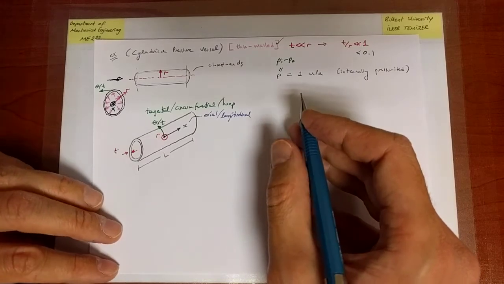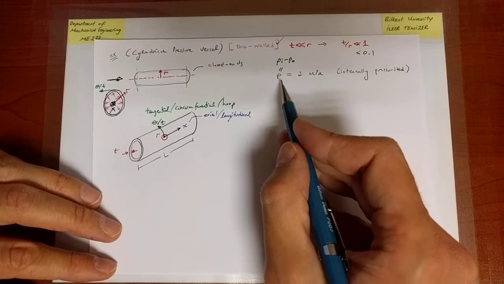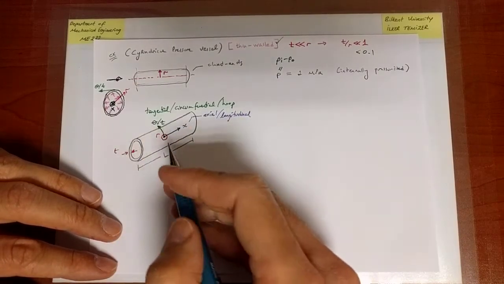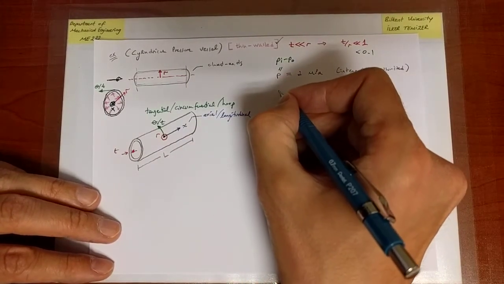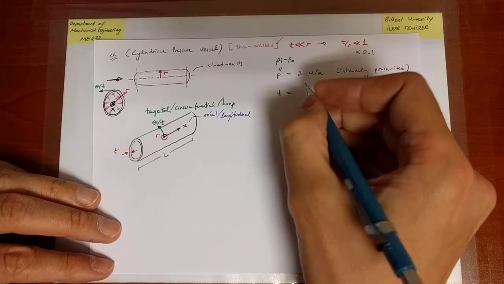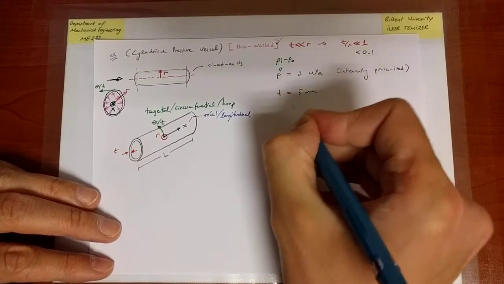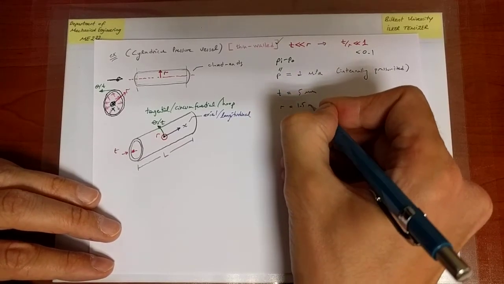2 MPa we can understand and appreciate that it's a relatively small stress. But let's calculate the stresses that are induced within the thin structure and see if they are small or not. So then I need to give you some information about the geometry. The thickness is equal to 5 millimeters. The radius, which doesn't matter, is 1.5 meters.